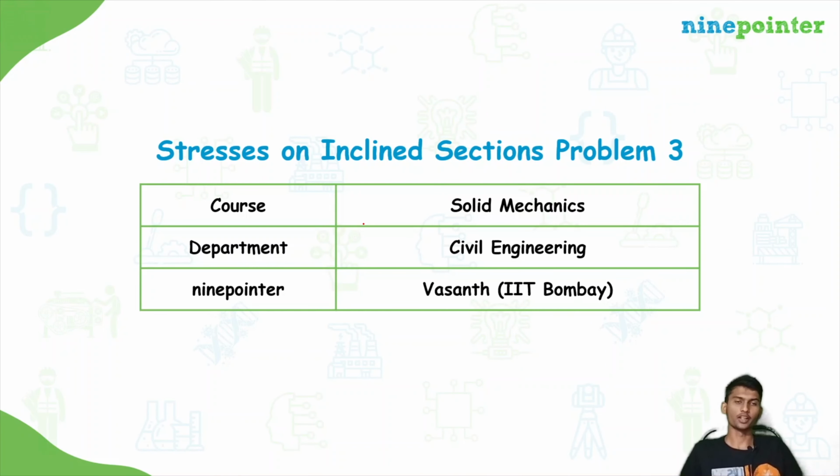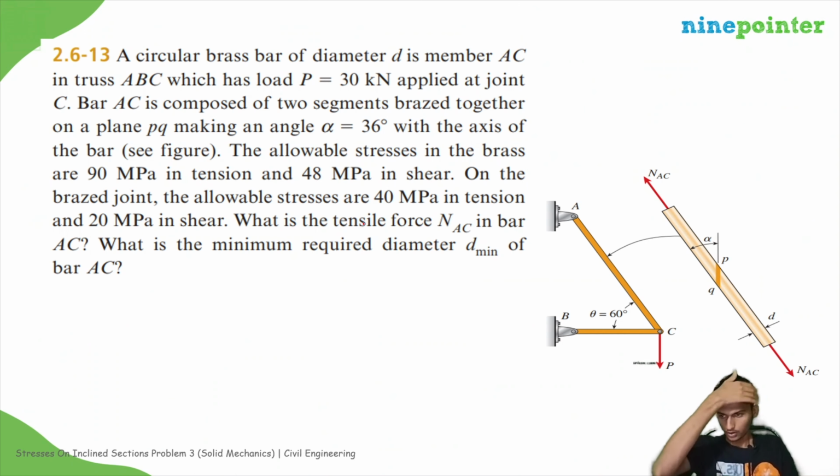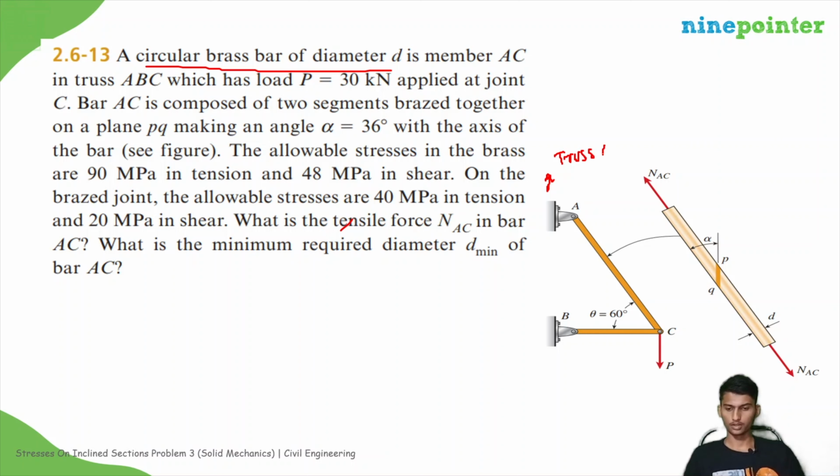In this video, we are going to solve a new problem on stresses on inclined sections. So this is the problem over here. A circular brass bar of diameter D is member AC. This is a truss ABC given. So this is a pin support, this is a pin support, and this is a pin support. And load P is applied over here. That value is given by 30 kilonewton.